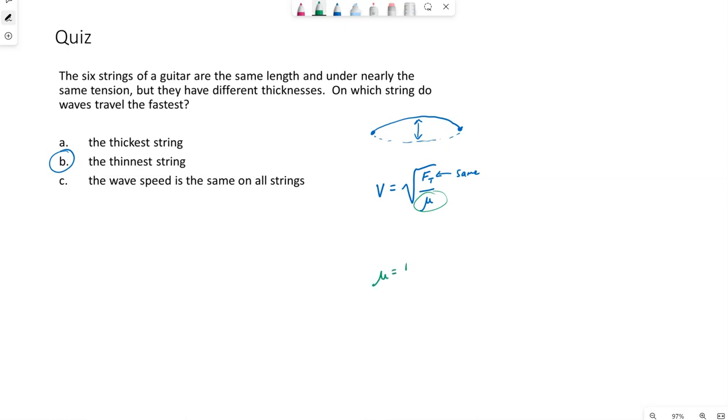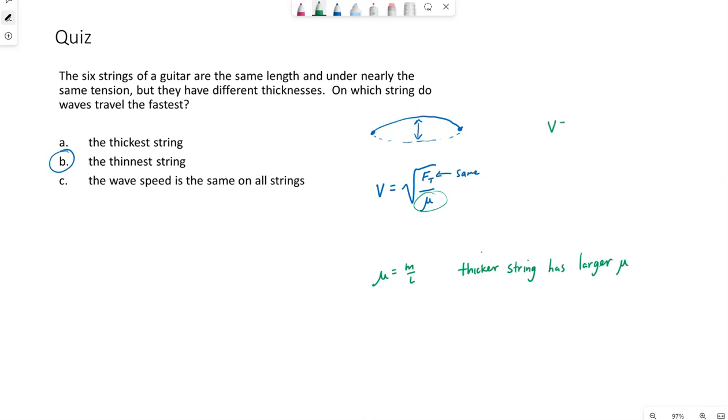Since mu is the ratio of mass per length, a thicker string has more mass. So it has a larger linear mass density. The thinnest string has the smallest linear mass density. Since mu's in the denominator, the smallest value is going to give us the biggest speed. And that's why the thinnest string plays the highest notes.